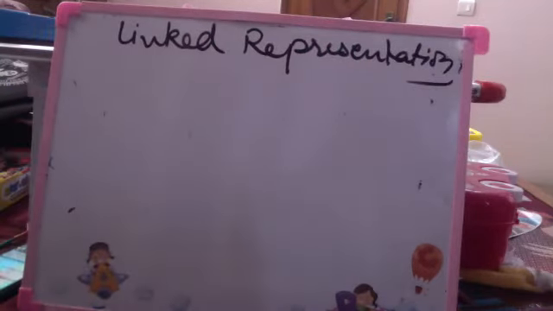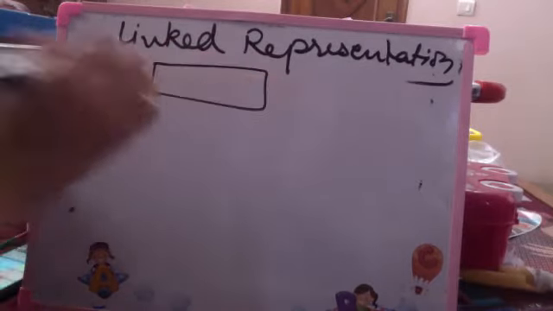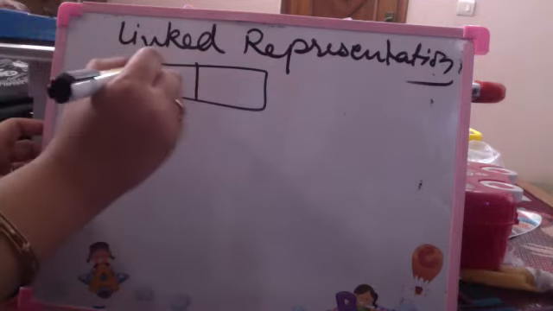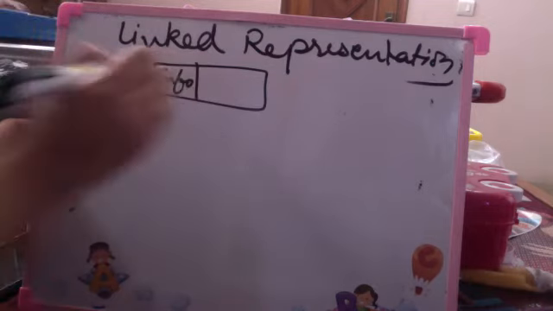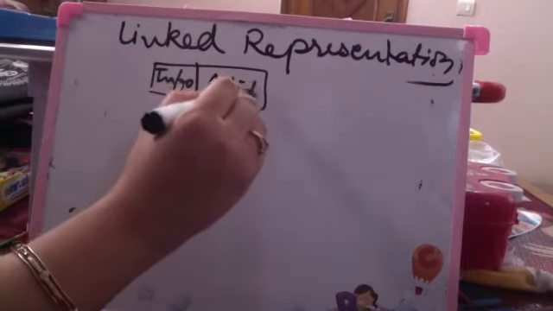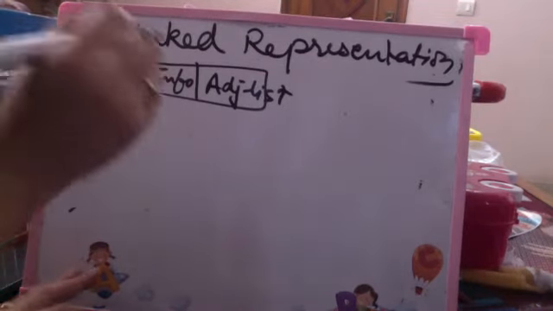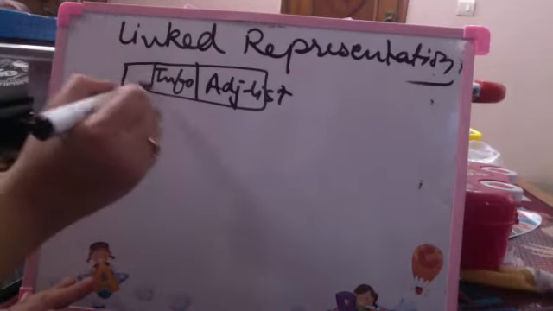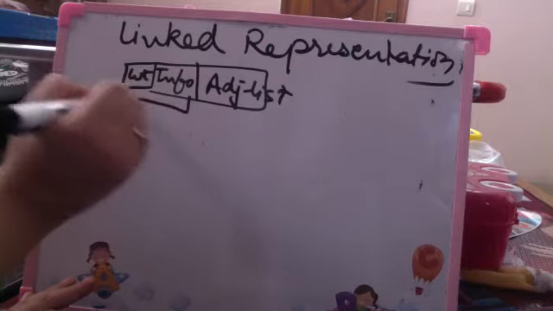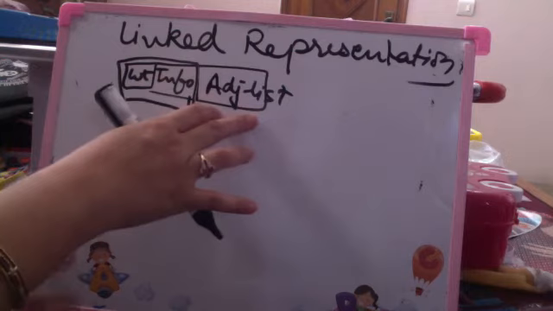In linked representation of graph, for a non-weighted graph, a node is represented by the information of the node A, B, C, D, and the node's adjacency list, which is again a linked list. And for a weighted graph, the weight information will also be added here. So this is the information and this is the adjacency list for that node.